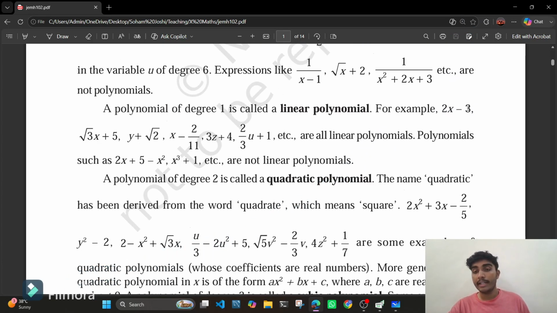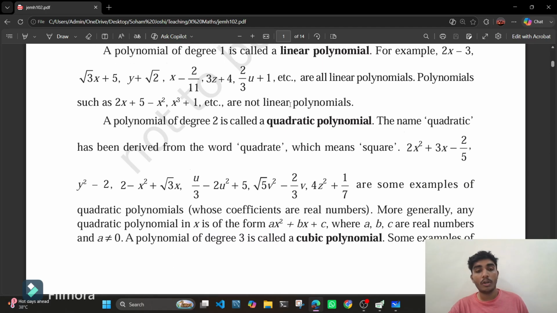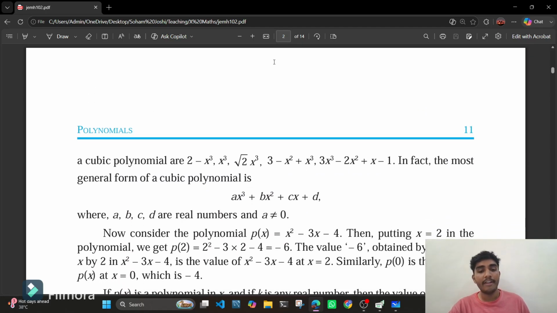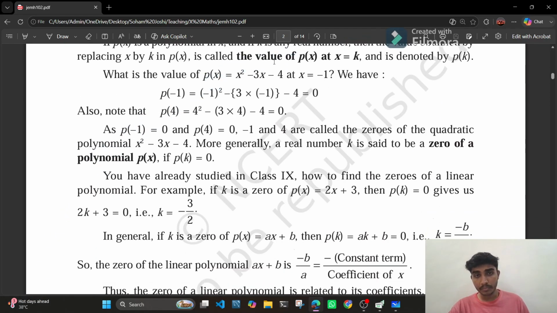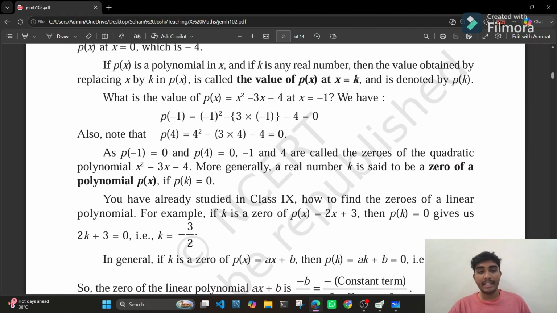You can also see here that 2x plus 3 is a linear polynomial. Then we have a quadratic polynomial. Then we have a cubic polynomial. The value of x at which we put k is denoted by p of k.